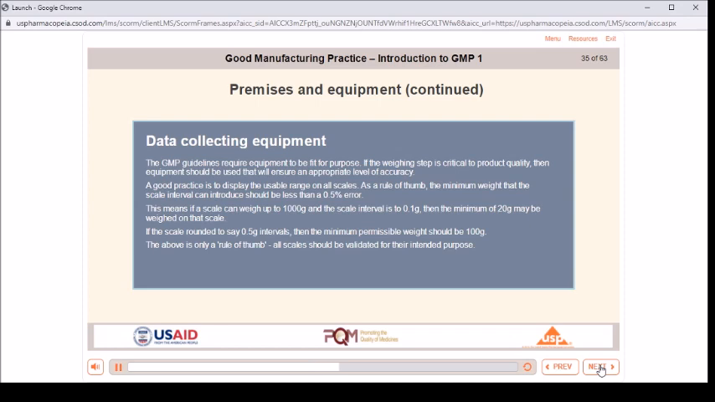This means if a scale can weigh up to 1,000 grams and the scale interval is to 0.1 grams, then the minimum of 20 grams may be weighed on that scale. If the scale rounded to, say, 0.5 gram intervals, then the minimum permissible weight should be 100 grams. The above is only a rule of thumb. All scales should be validated for their intended purpose.